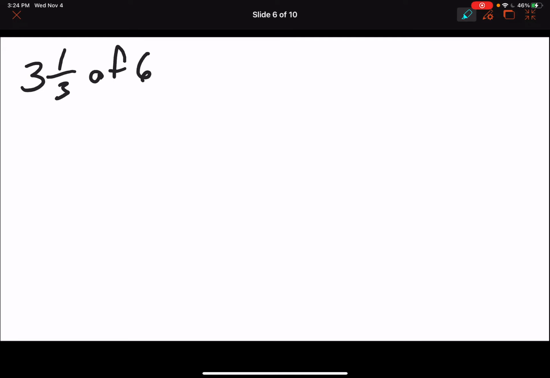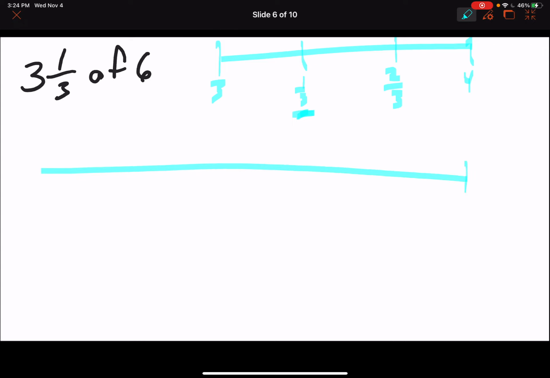All right, so instead now, let's do 3 1/3 of 6. If I think about a number line again, 3 and 4, and then I'm dividing into thirds, this would be 1/3, this would be 2/3. Now, if I'm going to think about this big number line here, this is going to be 6 times 4, so this is going to be 24, and this is going to be 6 times 3, and that is 18.